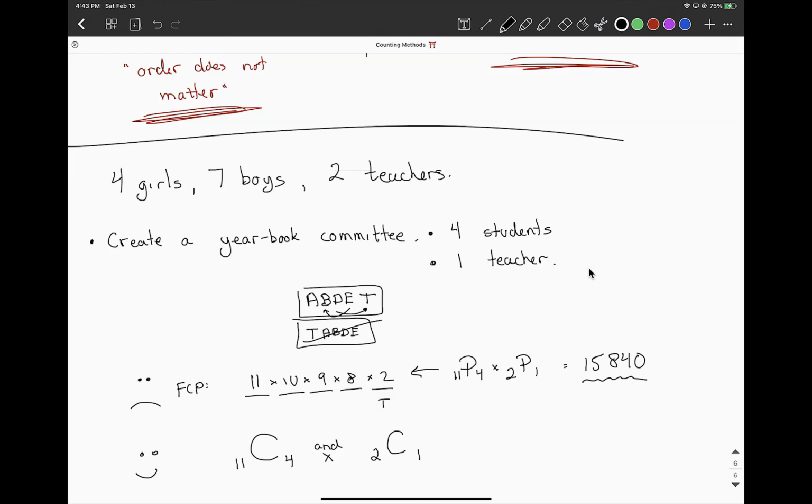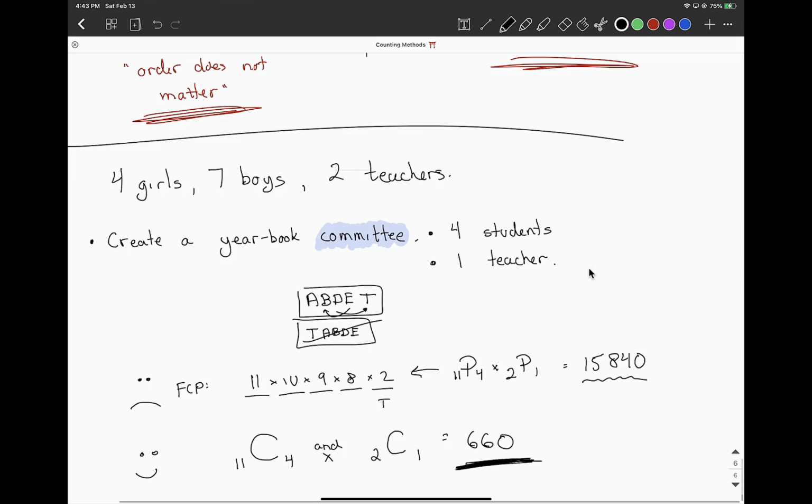Whereas 11 choose 4 multiplied by 2 choose 1 only comes out to 660. And for me, that's right. This is a combination story, a committee of people where everyone is equal. It wouldn't matter if you move people around. Rearranging them ain't going to do a thing.